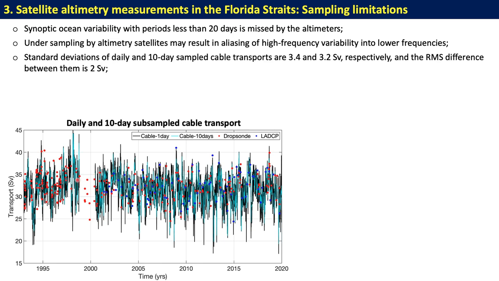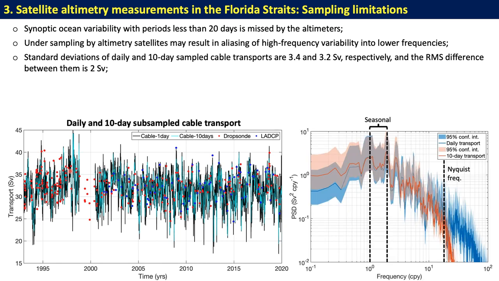The standard deviation of the subsampled record is 3.2 sverdrups, which is only slightly less than the standard deviation of the daily record. And the root mean squared difference between the daily and 10-day sampled records is 2 sverdrups. Frequency spectra of the daily and 10-day sampled cable transport, displayed in the right figure, show that at frequencies smaller than the Nyquist frequency, the spectra are very similar in terms of the signals and their power. This suggests that the potential aliasing of high frequency variability in the Florida Current transport estimates using along-track altimetry data at 10-day sampling interval is probably small.